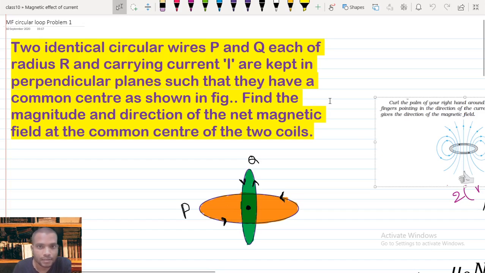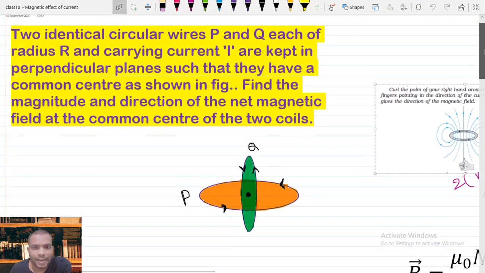Hi guys, let's try one more problem. Two identical circular wires P and Q, each of radius R and carrying current I, are kept in perpendicular planes such that they have a common center as shown in the figure. Find the magnitude of the net magnetic field at the common center of the two loops.